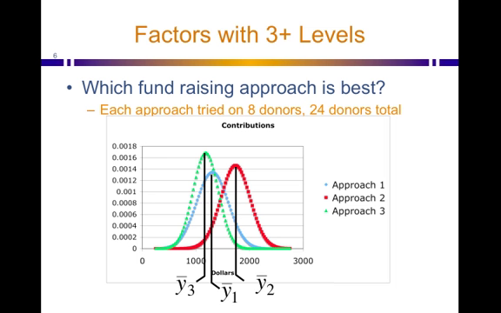You might imagine that the data could look something like this, where on the x-axis is the amount of dollars being donated, and here are three normal distributions. For approach 1, you can see the mean value. It's the blue distribution with the mean value y bar 1. Approach 2 looks like it has the highest mean value, in the red distribution, and approach 3 has the lowest mean value. It's the green distribution.